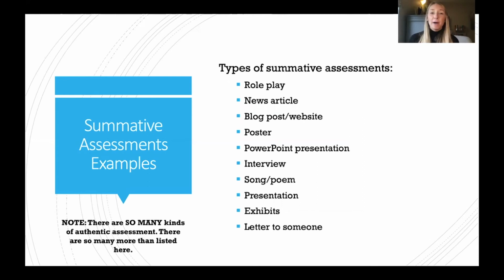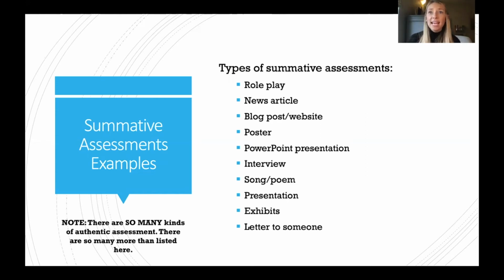I put a note at the bottom of this slide that there are so many kinds of authentic assessments, summative assessments, and there are so many more than are listed here. These are just a few ideas I have, but don't just think that these are the only ways to have an authentic summative assessment.